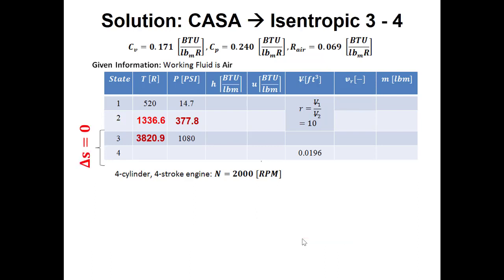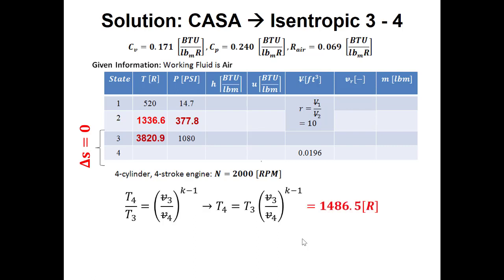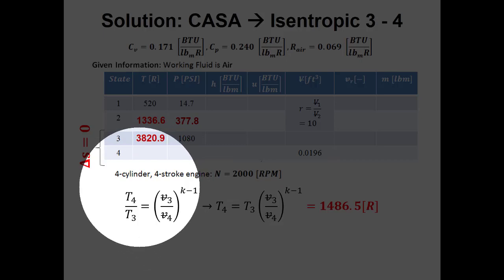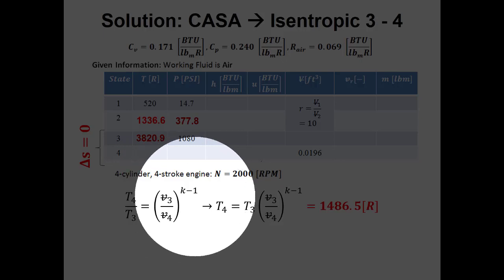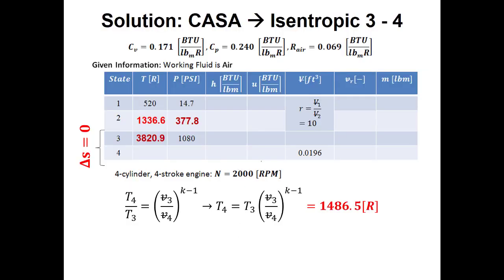Now I look between state 3 and state 4. I notice this is an isentropic process. Because this is an isentropic process, I can use this expression for isentropic processes, right? I get that T4 over T3 is equal to this volume ratio to the power of K minus 1. I know V3 over V4, these are specific volumes, but it's the same as the ratio of the volumes, right? So here I can use my compression ratio to find this answer, and I get that my temperature at state 4 is 1,486.5. I could find the pressure at state 4 if I wanted to, but it's not in my expression, right?